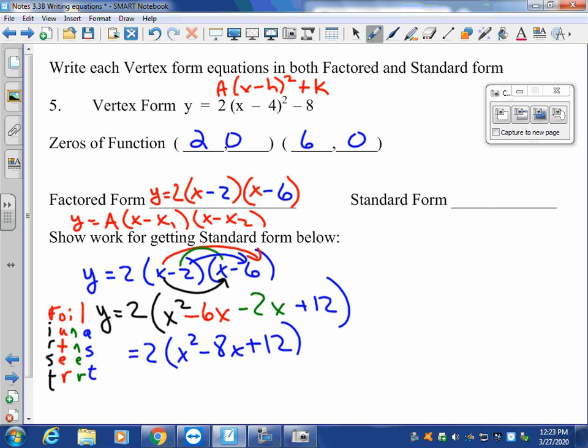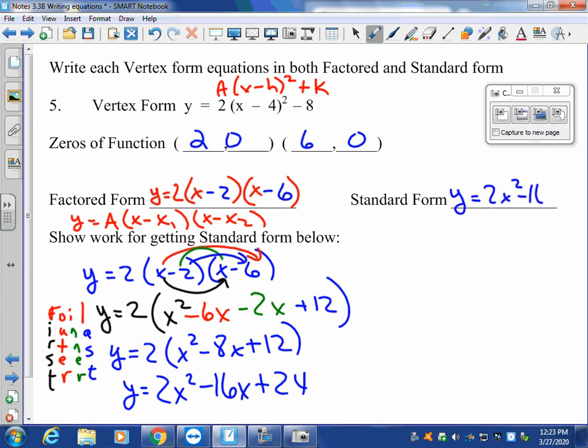And last but not least, distribute. So it's a 3-step process. You FOIL it first, you add the like terms, and then you distribute 2 times every term in the problem. 2 times x squared is 2x squared. 2 times 8 will make negative 16. 2 times 12 will make positive 24. And that is your final answer for your standard form equation.